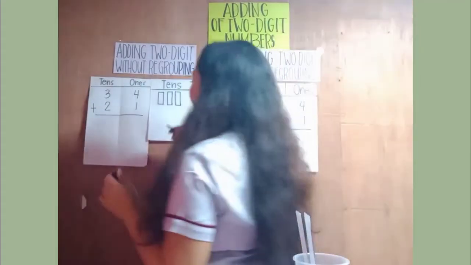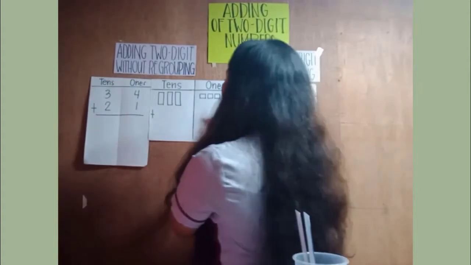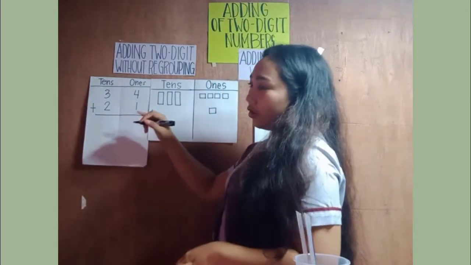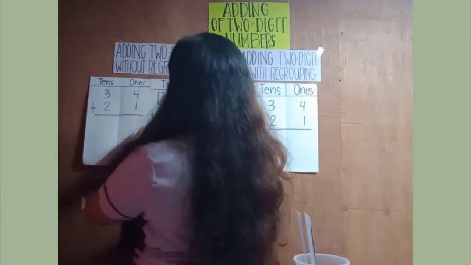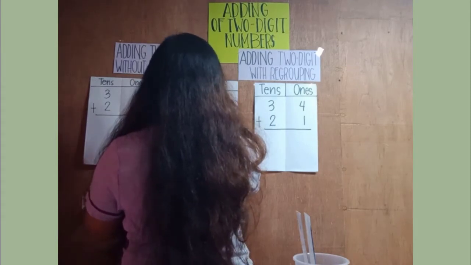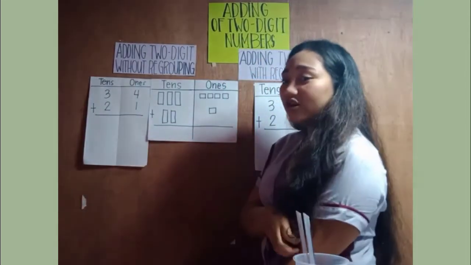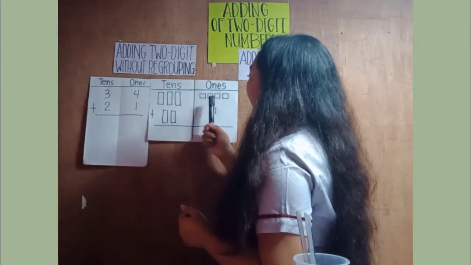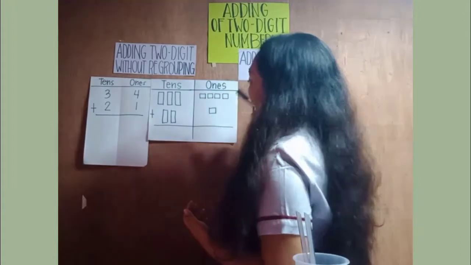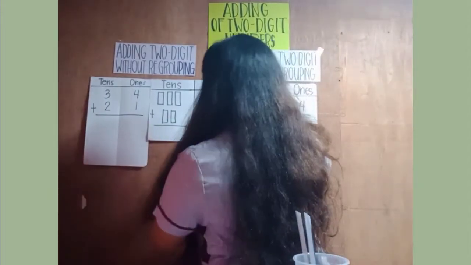And we will add this to 21. So we will make a small object in the ones column since it is only 1, and we're going to make objects in tens, which is 2 objects. So we will add this. In the ones column, we have 4 and 1 objects. So we will add this. So 1, 2, 3, 4, and 5. So 4 plus 1 object is equal to 5 objects.